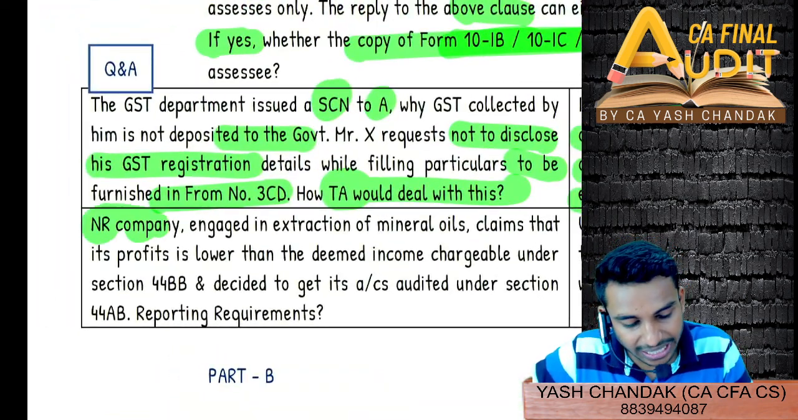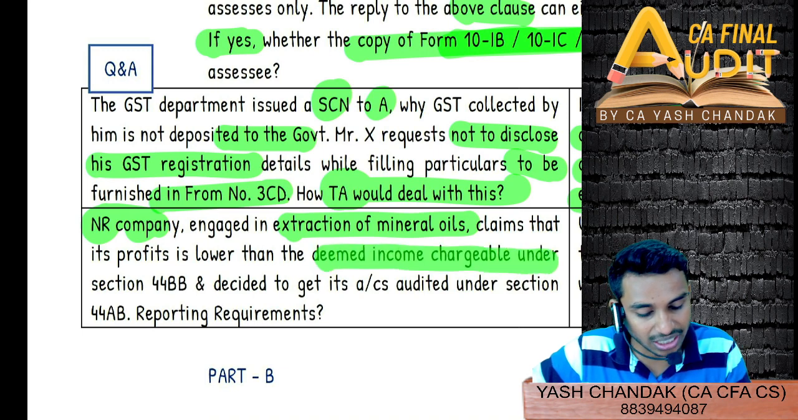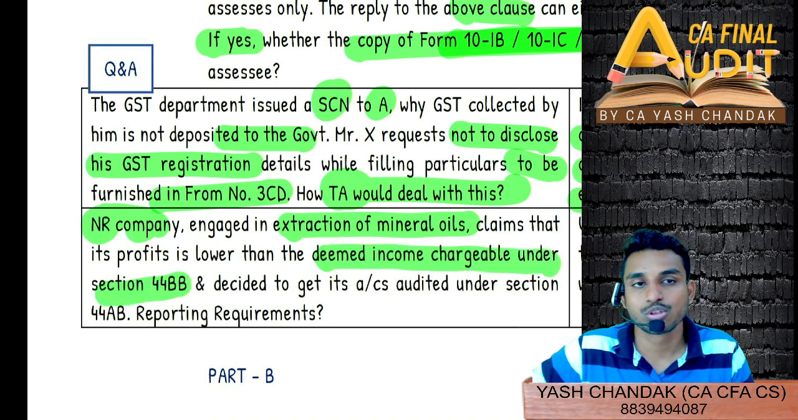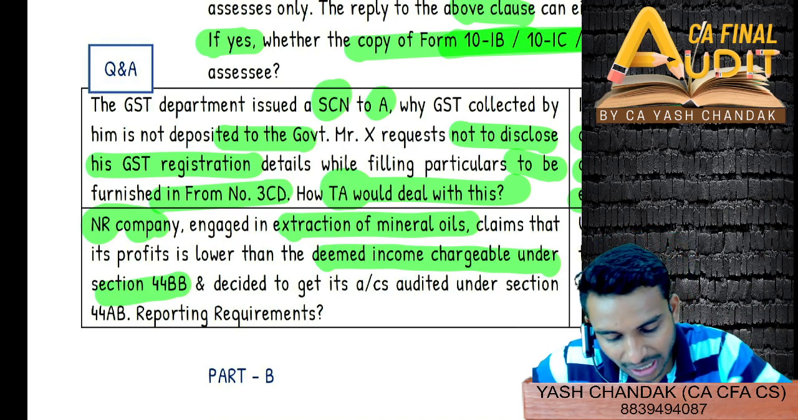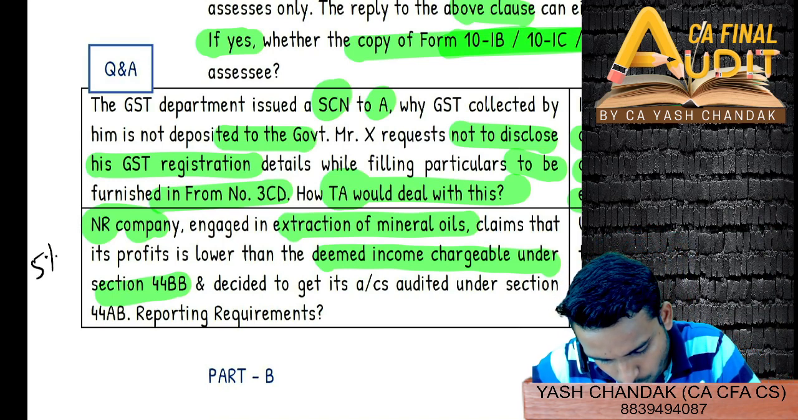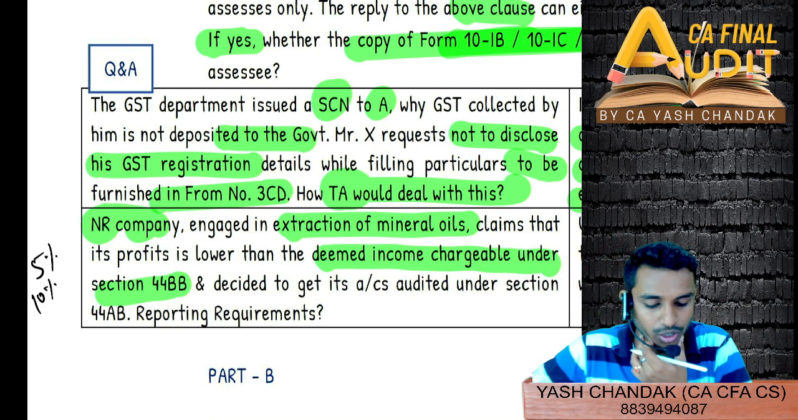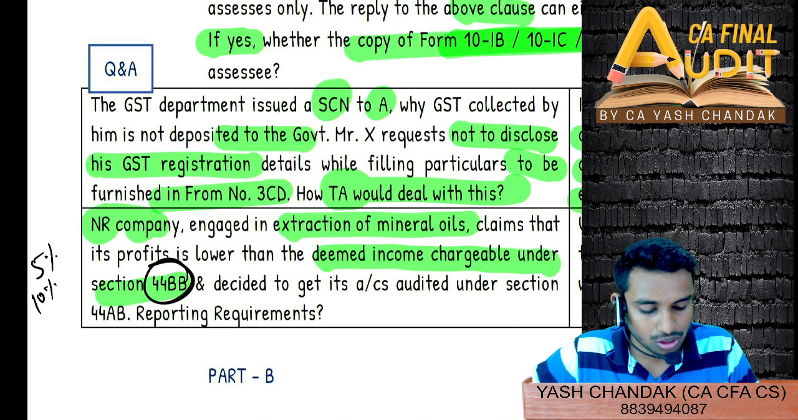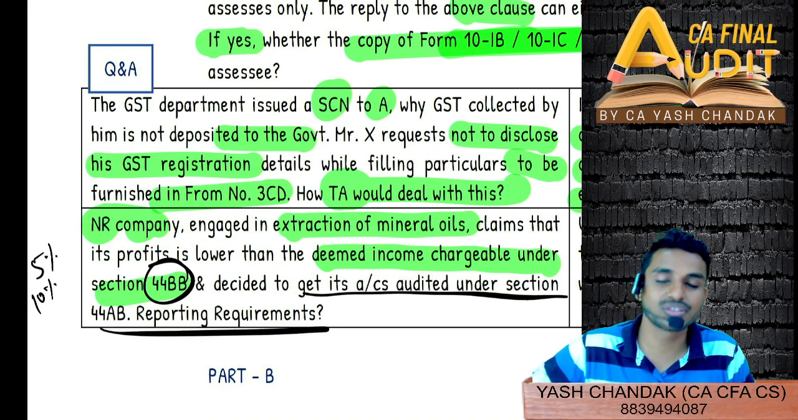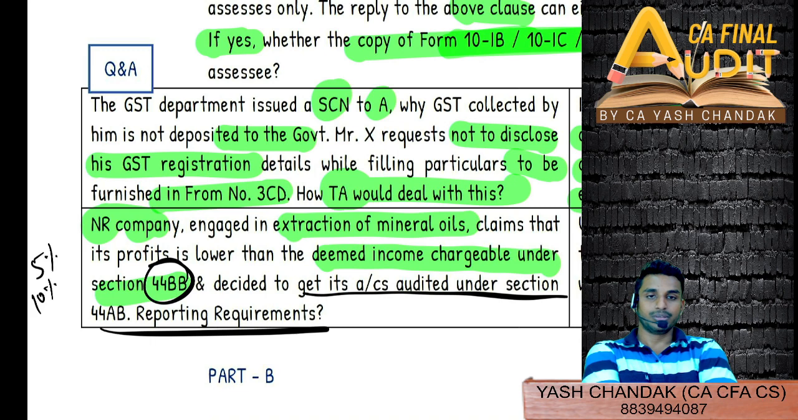Now, a non-resident company engaged in extraction of mineral oils claims that its profits are lower than the deemed income chargeable under Section 44BB. So he wants to declare lower income under 44BB. What I remember is that you need to offer 5% or 10% of total receipts as your income. So he wants to offer even lower than this under 44BB. So what was the clause? Do you remember under which this needs to be audited under Section 44AB?